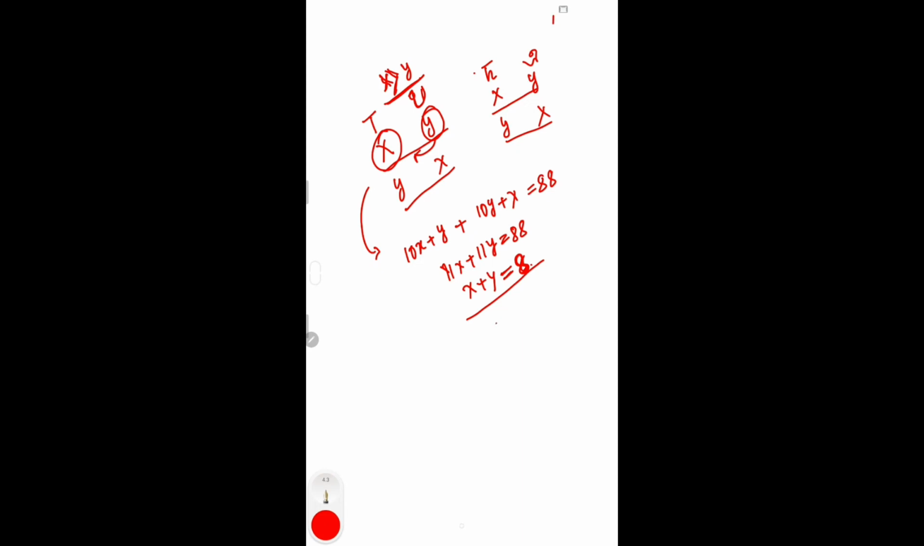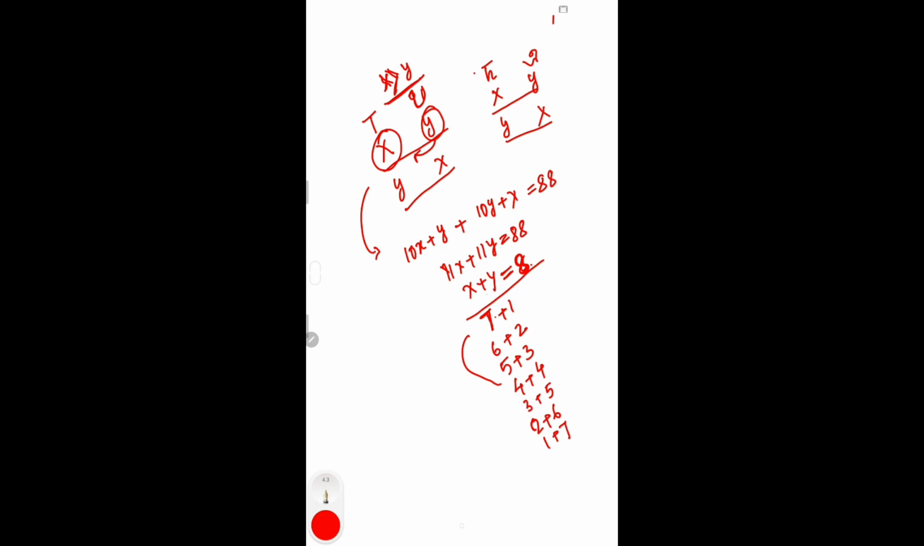Let's break 8 and see what happens. So we know that 7 plus 1 equal to 8, 6 plus 2 equal to 8, 5 plus 3 equal to 8, 4 plus 4 equal to 8, and 3 plus 5, and the upper three reversed here, 2 plus 6, 1 plus 7.